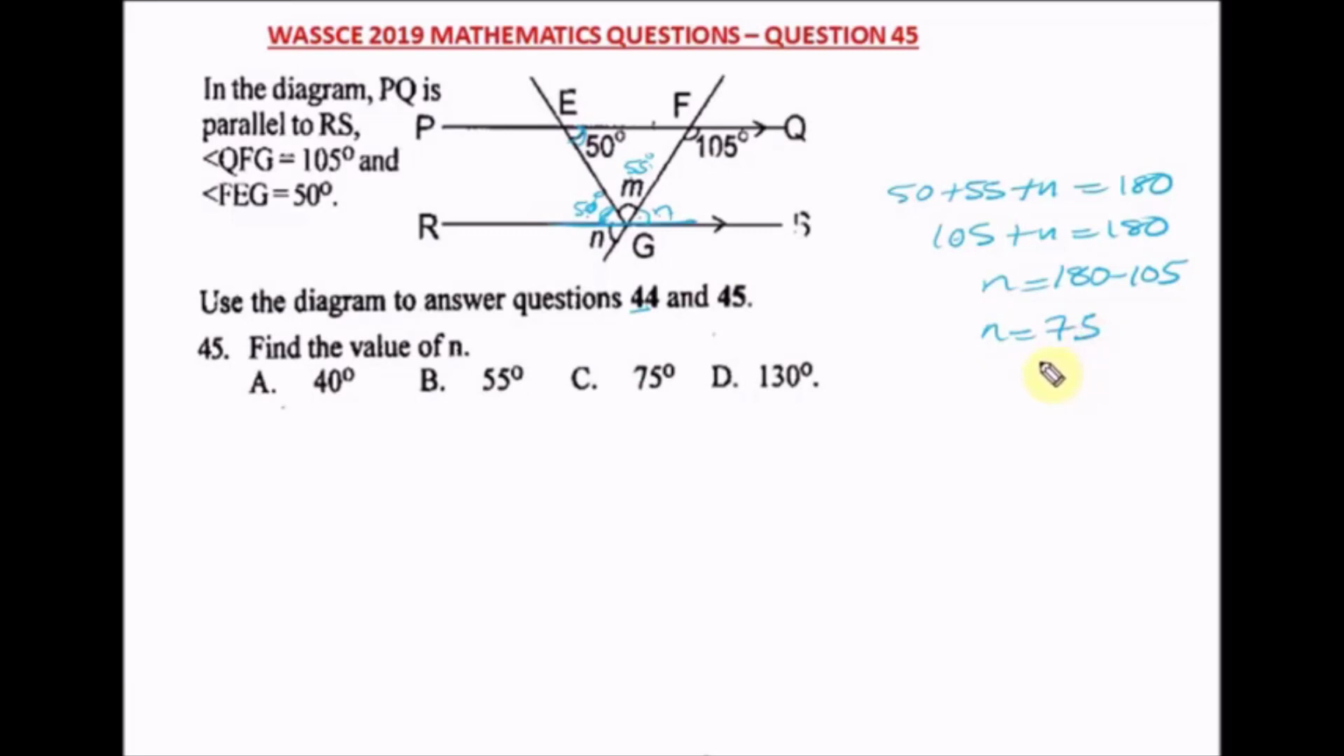So our answer here is 75 degrees, which is option C. So n is 75. So if this is 75, this is also 75 degrees. So our right option is option C.